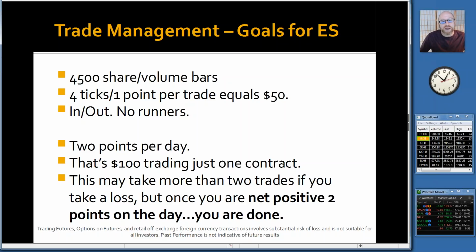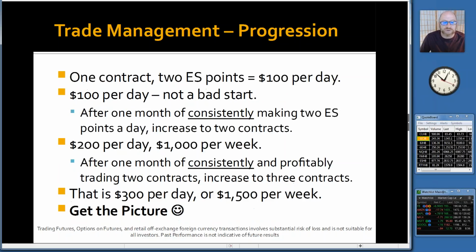Continue trading, wait for your setups. Just change the volume setting. Don't be sitting on a 4,500 share per volume bar. You might want to take that down a little bit.